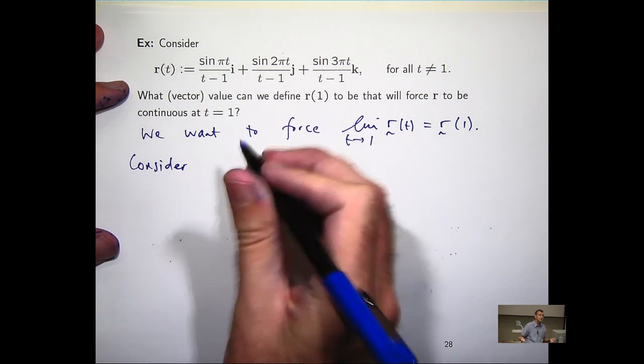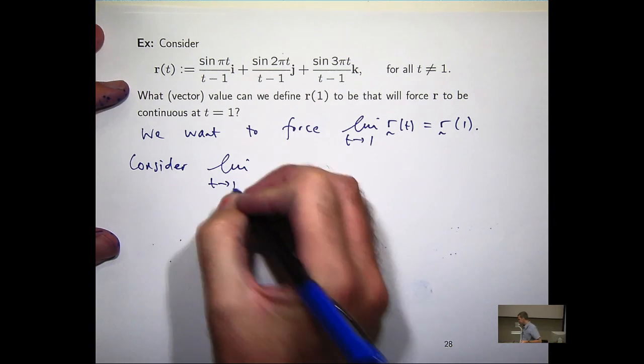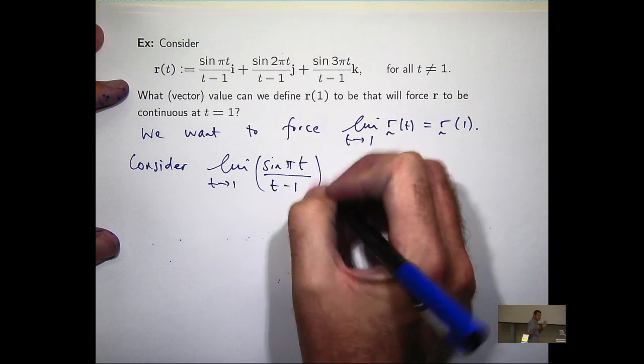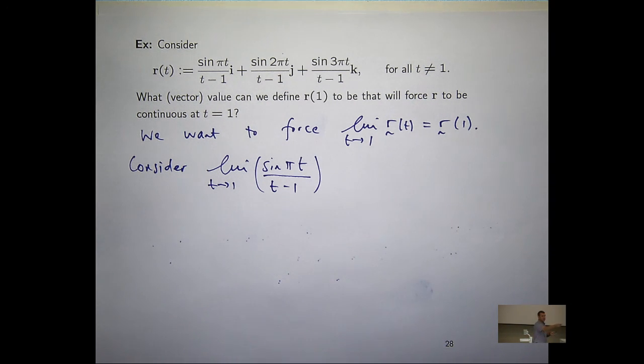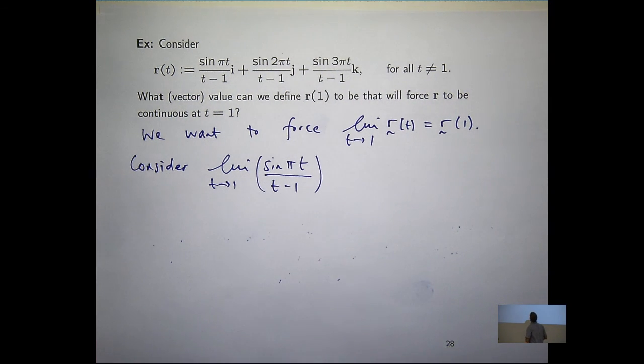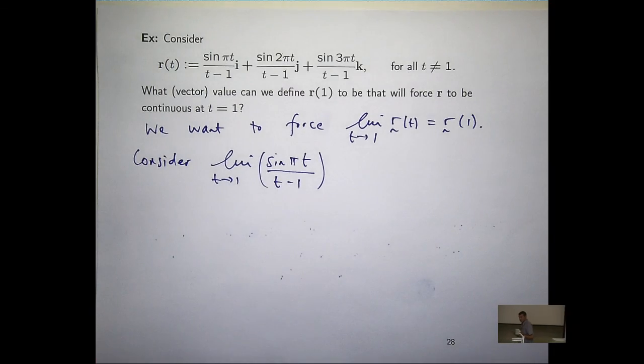Let's look at the limit of the first component function. What's this limit going to be? Well, if you try to evaluate it, it looks like it's going to be 0 on 0, an indeterminate form. So if we evaluate the limit of the top and the limit of the bottom, we get 0 on 0, which we don't know how to determine. We need to do some more digging. So let's apply L'Hopital's rule.